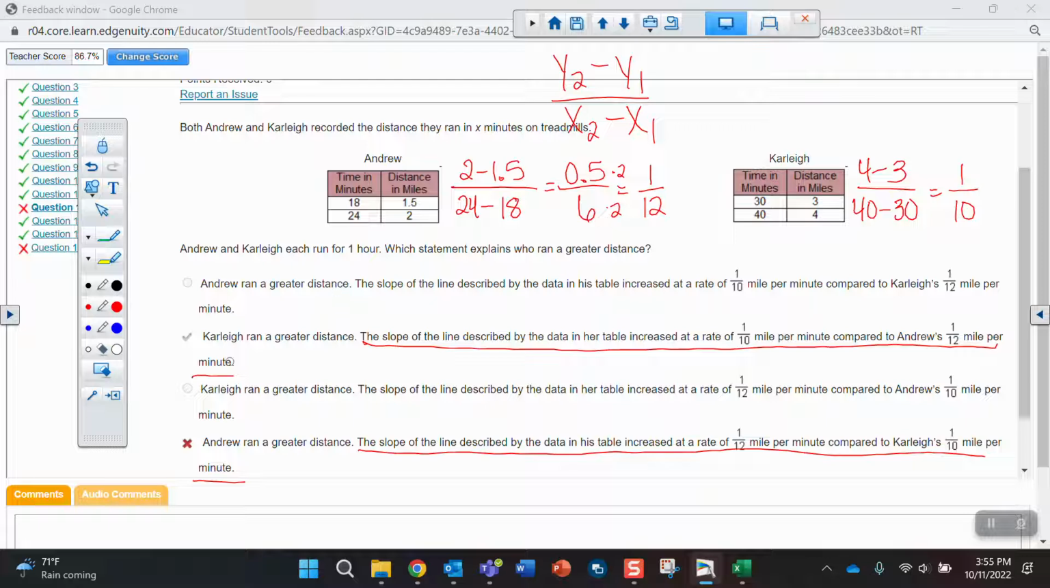Okay, so if she's running faster, sorry, I need to go back up here and read this. She's running a mile every 10 minutes. She's going to run 6 miles altogether. He's running a mile every 12 minutes. He's only going to run 5 miles altogether. I'm just taking 60 minutes and dividing it by 12. So Carly runs the greater distance. She's faster, and if they both run for an hour and she's faster, she's going to run further. So that makes sense.